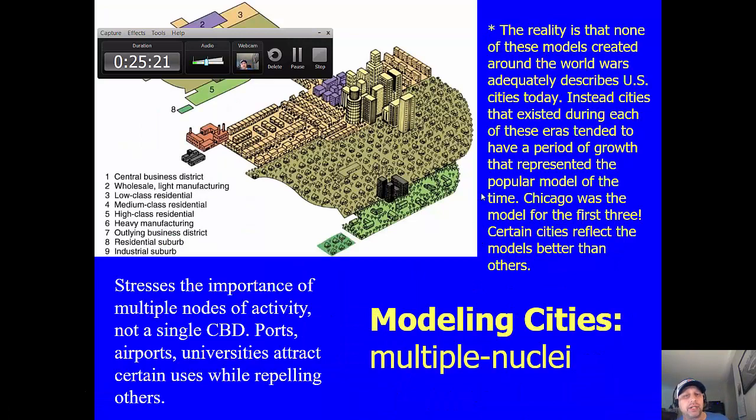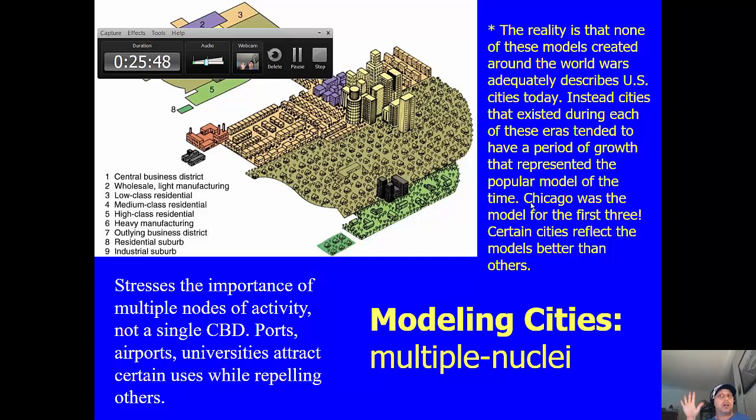All right. So again, we're stressing the importance of multiple nodes of activity. Ports, airports, universities are another great example of nuclei within a city. Amusement parks can be, sports stadiums, right, can be as well. We have a lot of different nodes or focuses of activity within a city compared to the old traditional CBD where it all used to be clustered. All right.